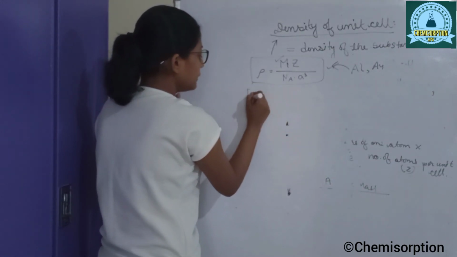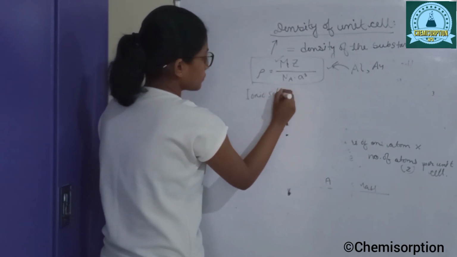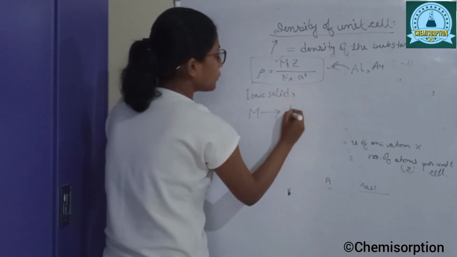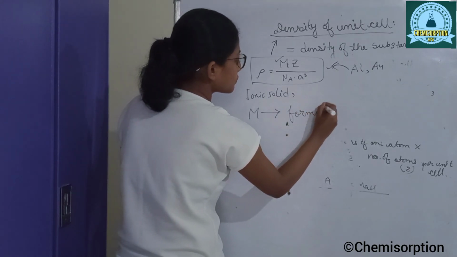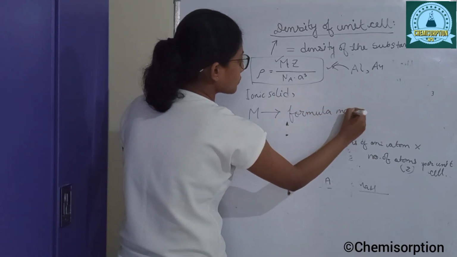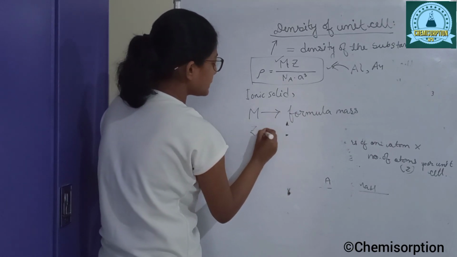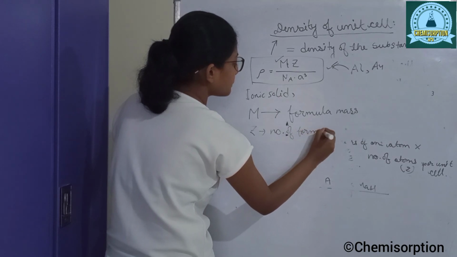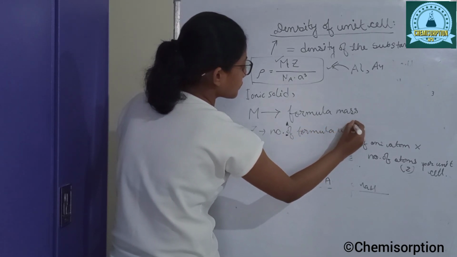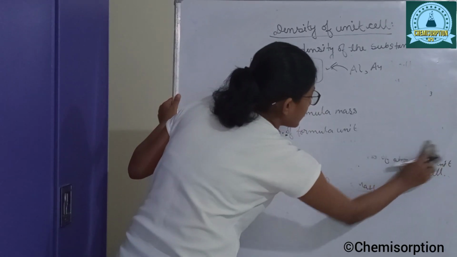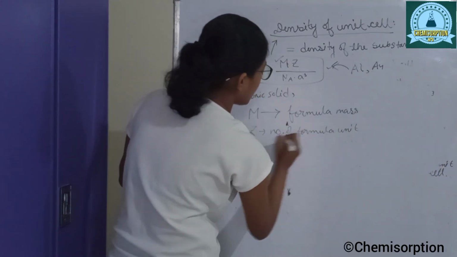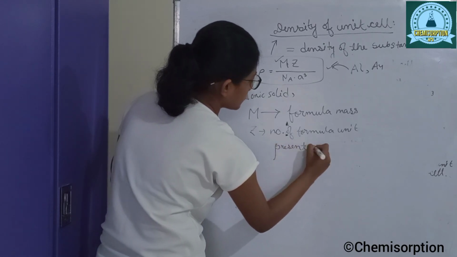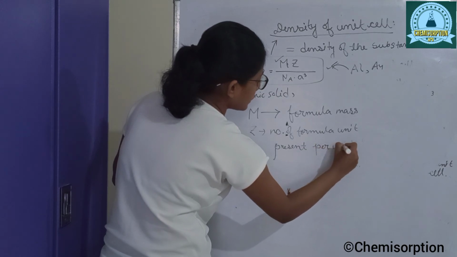But for ionic solid, the formula will be the same, but for ionic solid, M represents formula mass, and Z represents number of formula units present per unit cell.